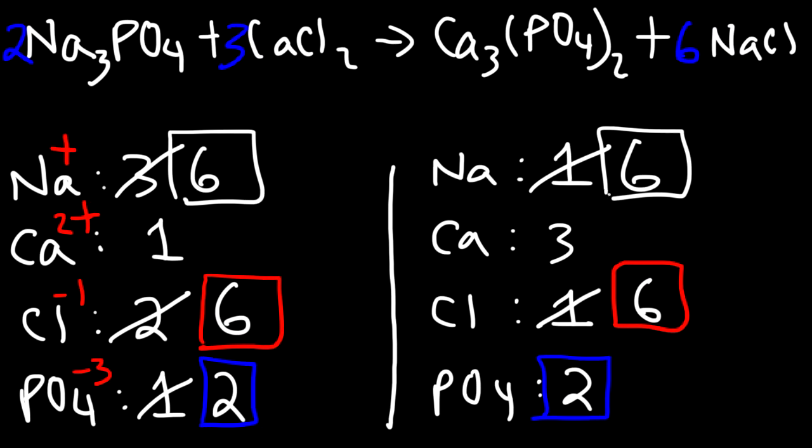The last thing we need to do is balance the number of calcium atoms. And by putting the 3 here, it's already balanced. So this number changes to a 3. And thus, that is it.